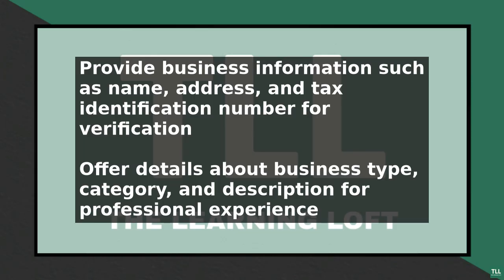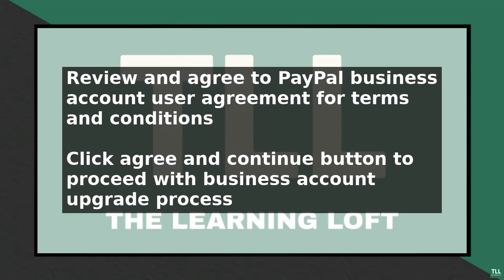You will then be asked to review and agree to the PayPal Business Account User Agreement, which outlines the terms and conditions of using a business account. After you have agreed to the user agreement, your account will be upgraded to a business account, and you will have access to a range of additional features and tools, including the ability to accept credit card payments and to track your sales and expenses.